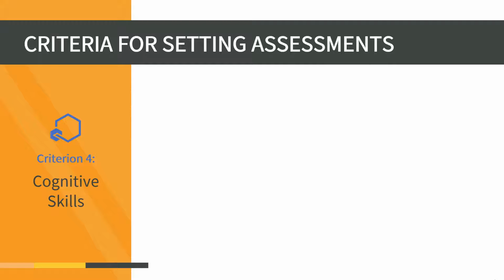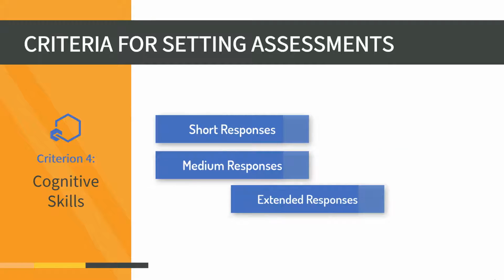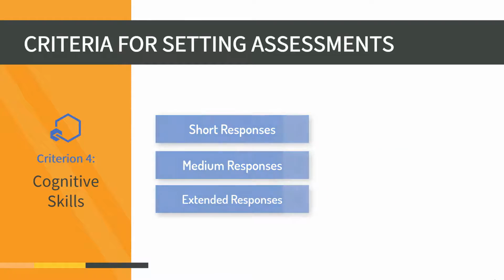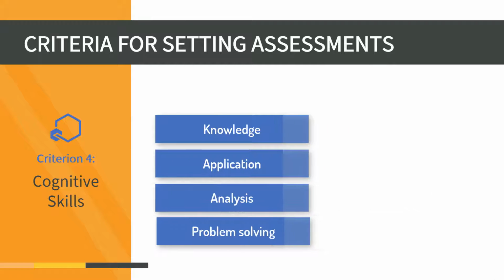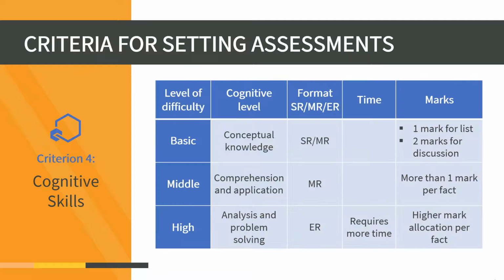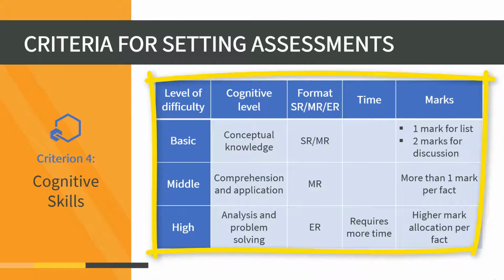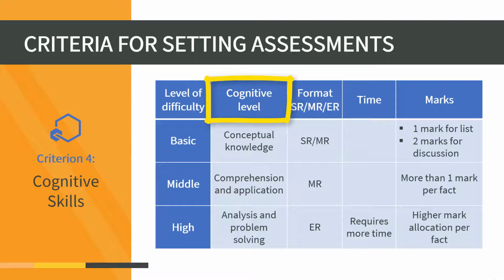On the analysis grid, a distinction is made between short, medium, and extended responses. Furthermore, reference is made to knowledge, application, analysis, and problem solving. This table will help you to classify your type of question, correct cognitive level, and the mark as well as the time allocation, all the elements of the analysis grid. Make sure you take note of the following. Do not let name, list, and state questions count 2 marks each.